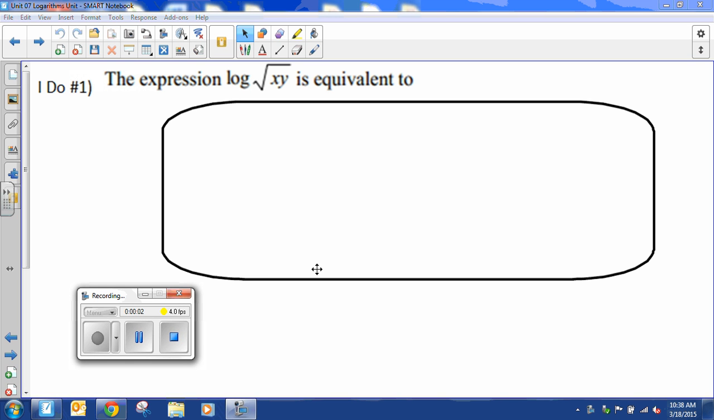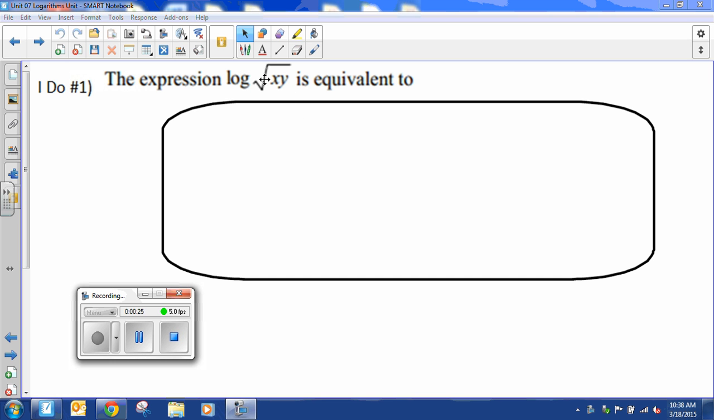Okay, so here we are going to practice the laws of properties of logarithms. Here's number 2. So I do number 1. The expression log radical xy is equivalent to, well, there's 2 changes here. First of all, I'm not telling you whether we are condensing or expanding. You need to figure that out.